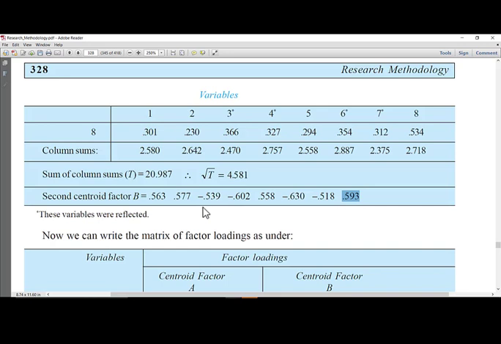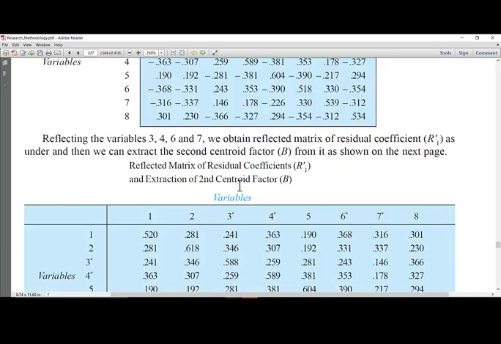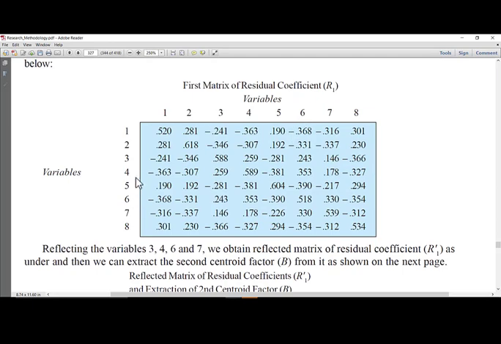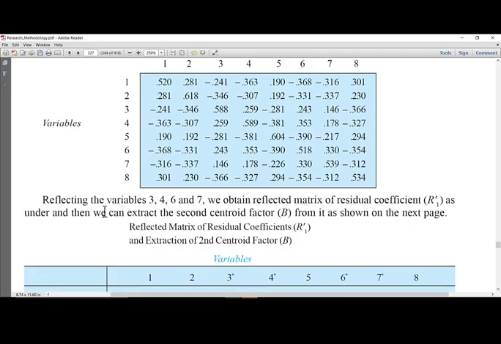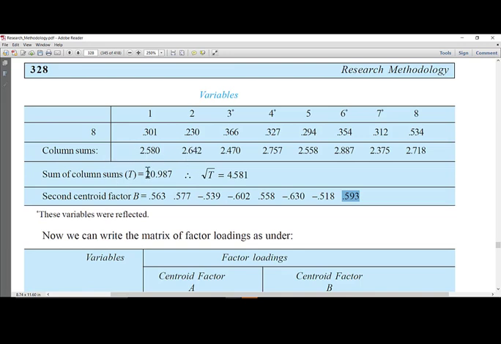And now you can observe these minus signs for the third, fourth, sixth and seventh variables. Obviously in the R1 matrix, for third, fourth, sixth and seventh we have the negative values, and then we prepared the reflected matrix, made the column sums, and then the sum of column sums, taking the square root, and we found the second centroid factor B. After finding the second centroid factor B, we put the minus sign corresponding to the third variable, fourth variable, sixth variable and seventh variable.